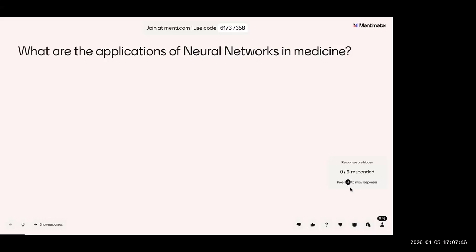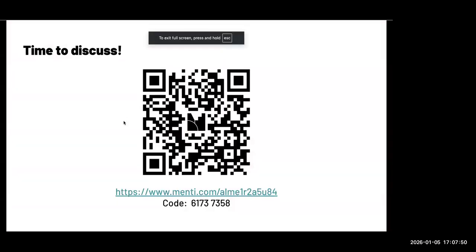Golnaz, do you mind just going back to the slide with the QR code? Thank you.